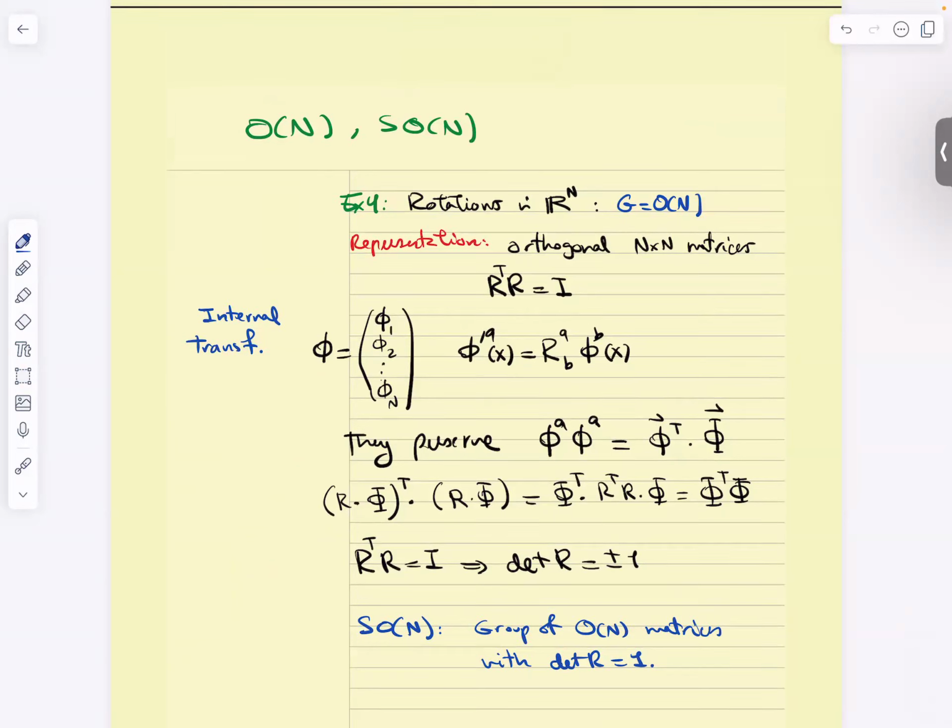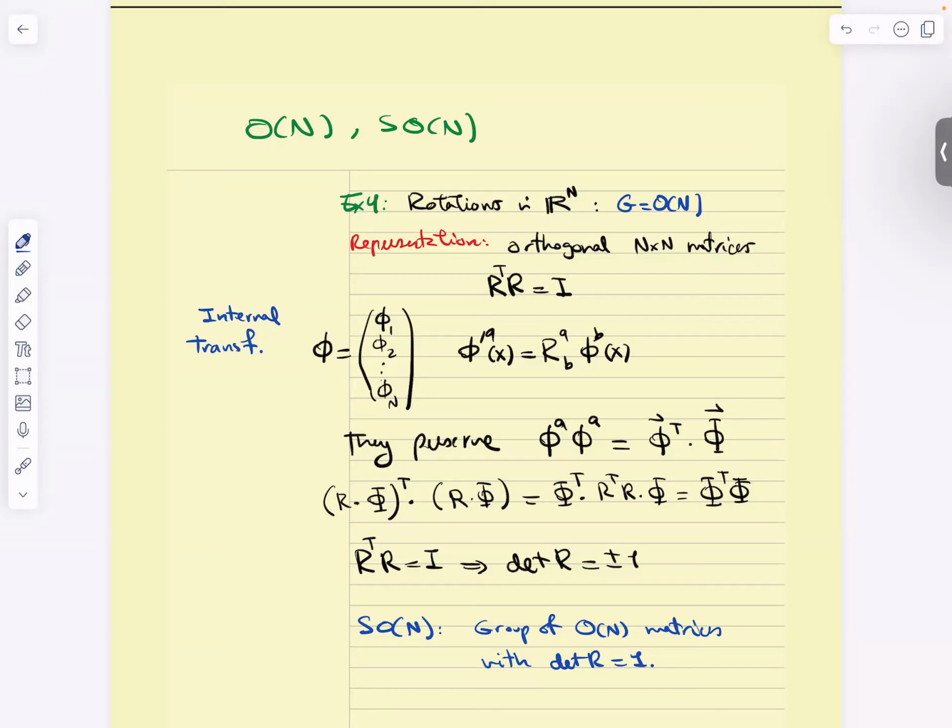Rotations in Rn. The group is called On. I'm giving you a representation of it, but there are various ways to talk about it. It's called On because it's orthogonal n by n matrices. Orthogonal means that your rotation, your representation matrices R, satisfy that equation: R transpose R equals identity.